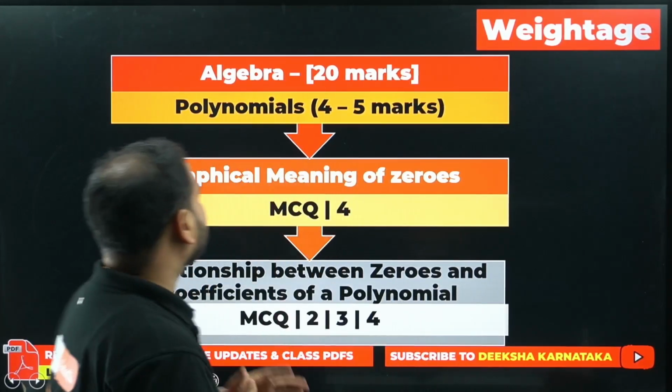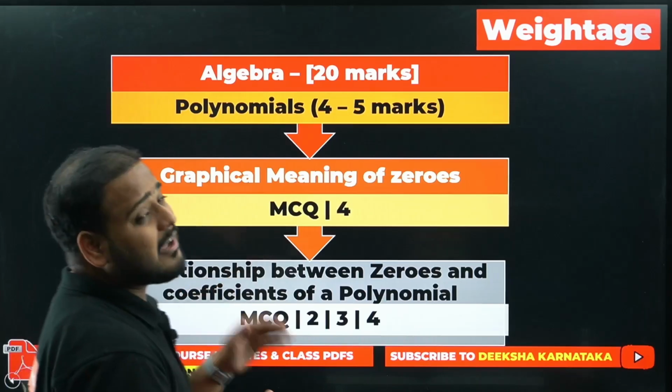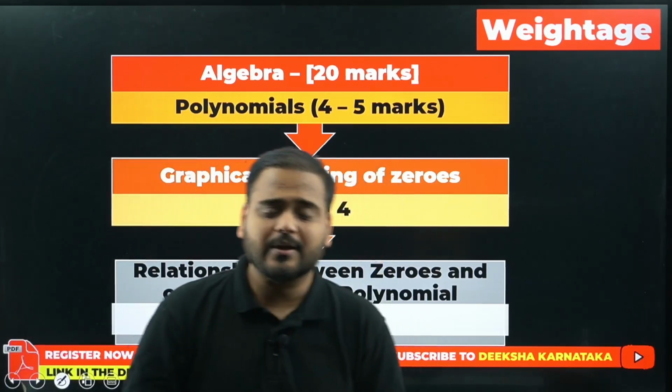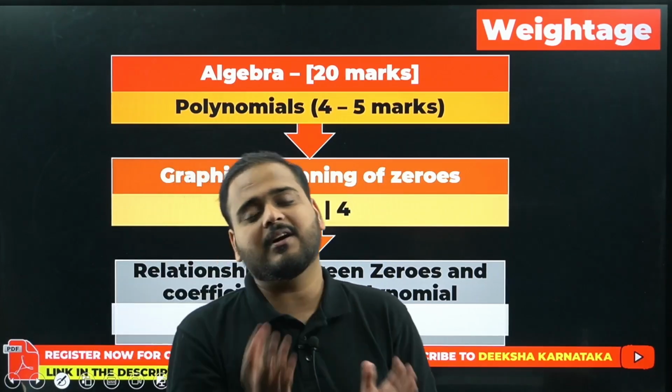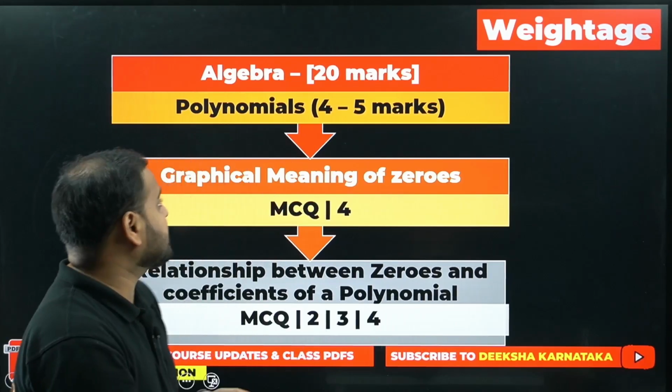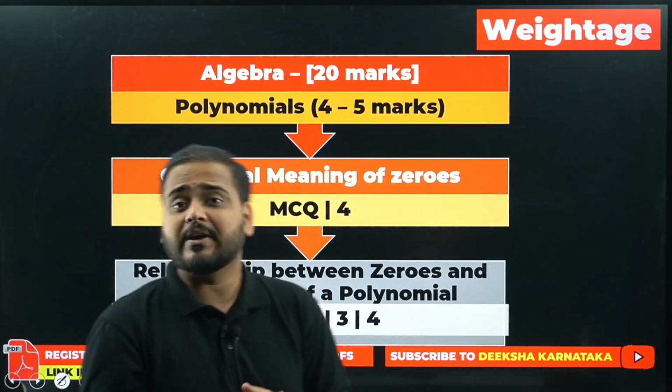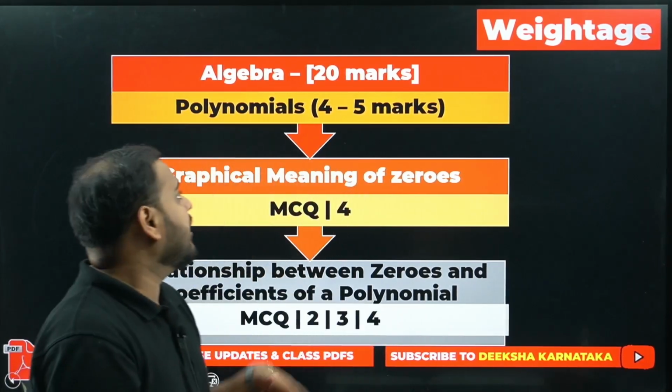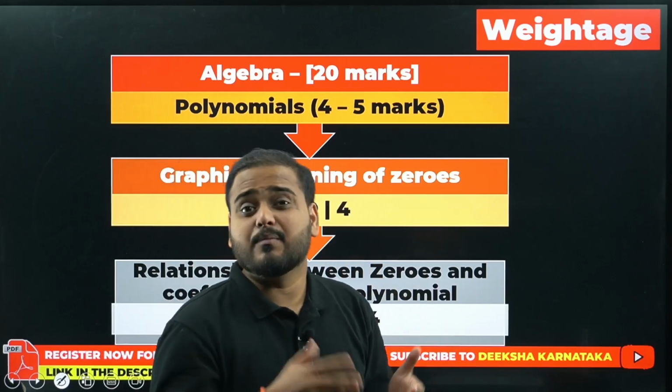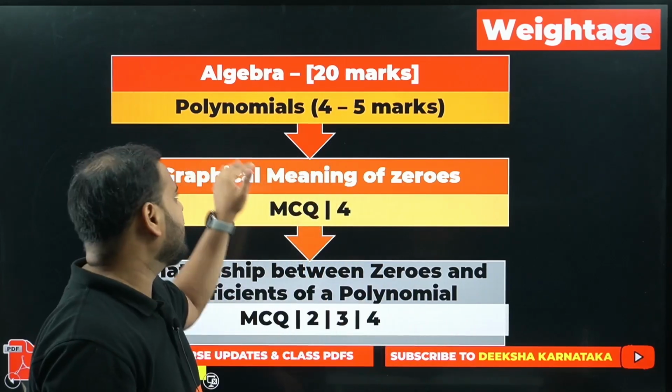Now the weightage: we don't have chapter-wise weightage, I hope you already know that, but we do have weightage per unit. In the algebra unit, which is the biggest unit in your portion, 20 marks come from there, and you can expect 4 to 5 marks on average from polynomials, though it can be more or less.